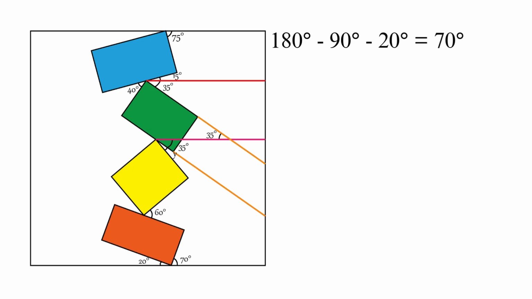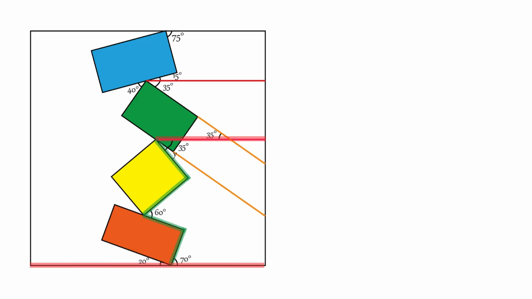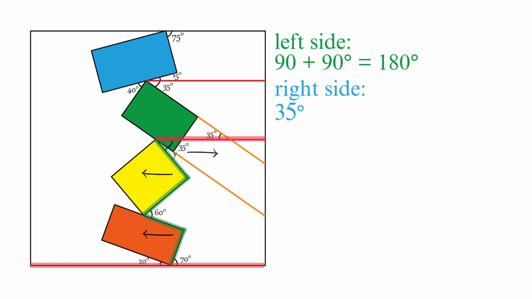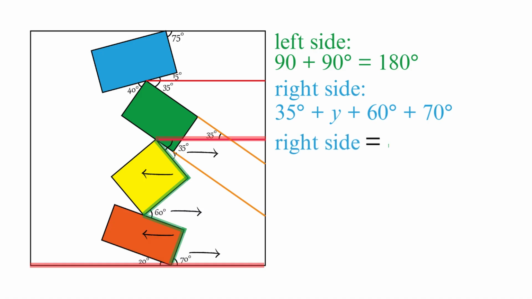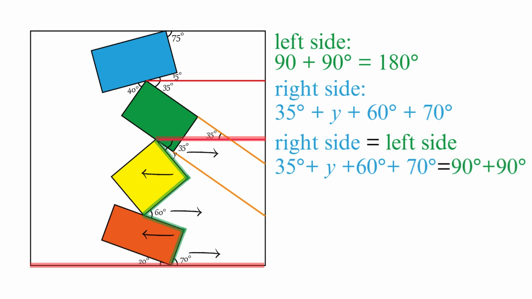Now here's the exciting part. Let's finally solve for angle Y. Imagine a big Z shape formed across the bottom of the square, diagonally through the rectangles, up to our pink line. Now let's carefully add angles on each side. Left side, two rectangle corners, each 90 degrees, total 180 degrees. Right side, we have 35 degrees, next to Y, plus unknown angle Y, plus 60 degrees, plus 70 degrees, the angle opposite to 20 degrees. By the zigzag rule, again, we set up 35 degrees plus Y plus 60 degrees plus 70 degrees equals 90 degrees plus 90 degrees.